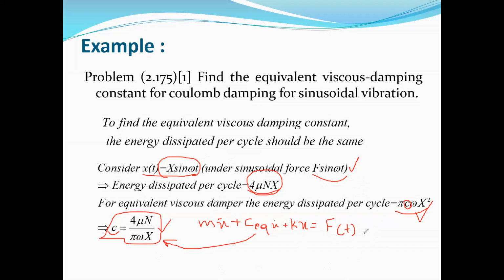So according to this condition, we can solve this equation and extract the response for a Coulomb damped system. You know, if the system was Coulomb damped, the equation of motion is nonlinear, and we need to solve the equation for each half cycle. But here, according to this equation and this equivalent viscous damping constant, we can solve a linear equation and obtain the response of x in terms of time.